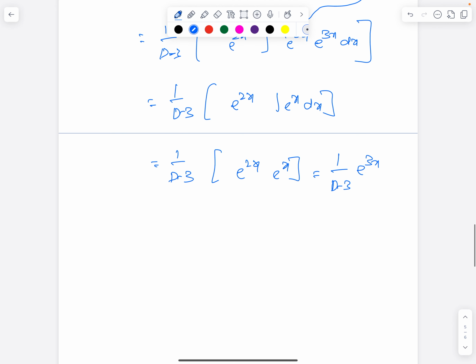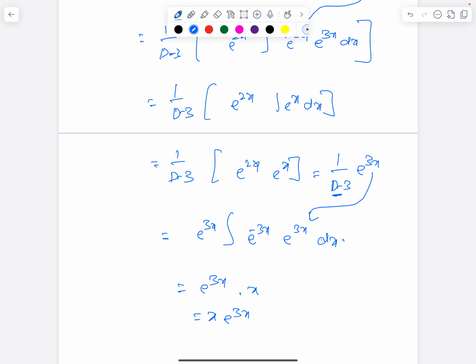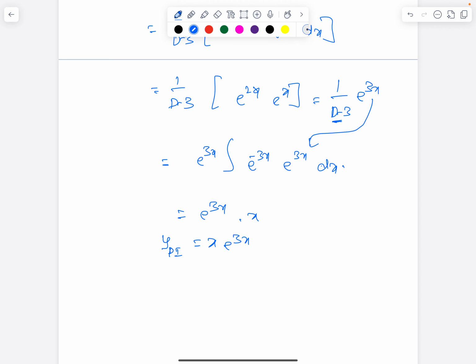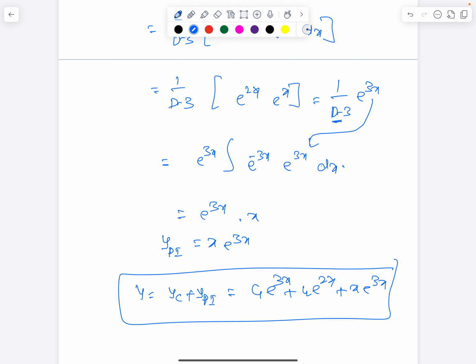Now again you apply the same technique, that is e^(3x) outside, since negative of negative is 3, and whatever is there exactly, it is e^(-3x) into e^(3x) dx, and if you simplify, this is e^(3x) into x. You should get that solution as x e^(3x), yPI. This is the particular integral. Therefore, y is equal to yc plus yPI, that is equal to c1 e^(3x) plus c2 e^(2x) and then x e^(3x). So this is the general solution.